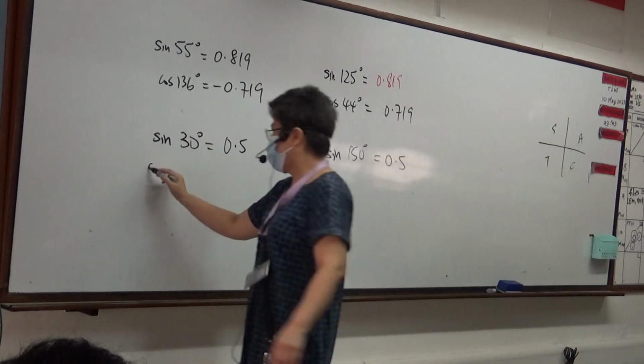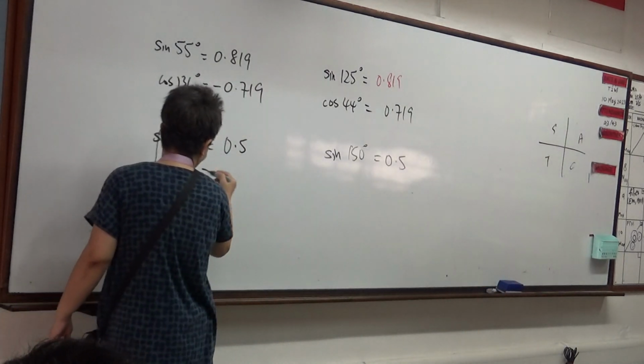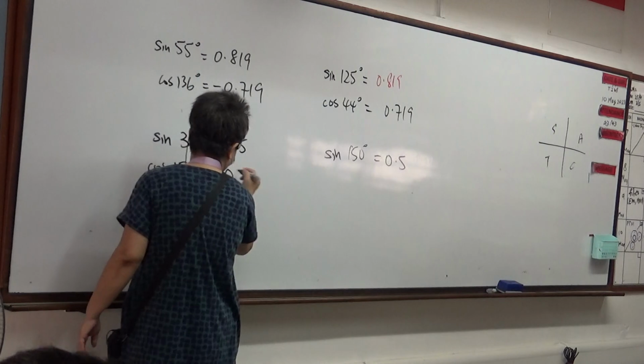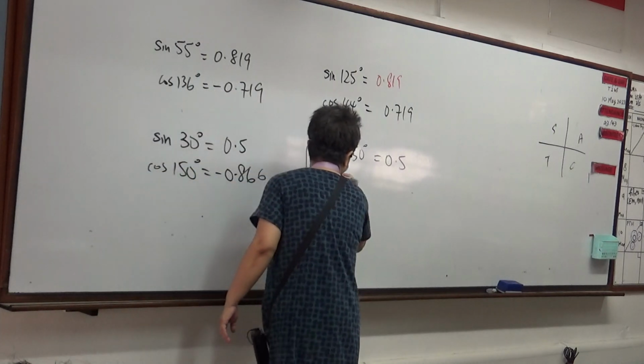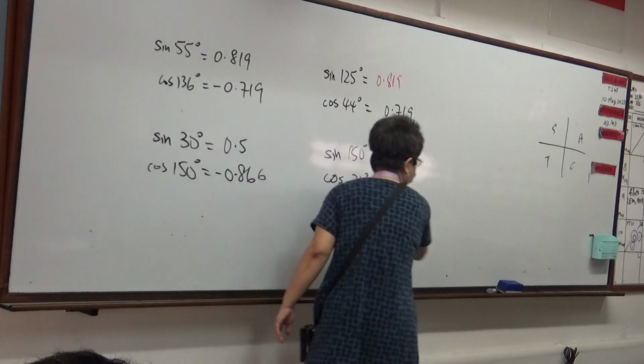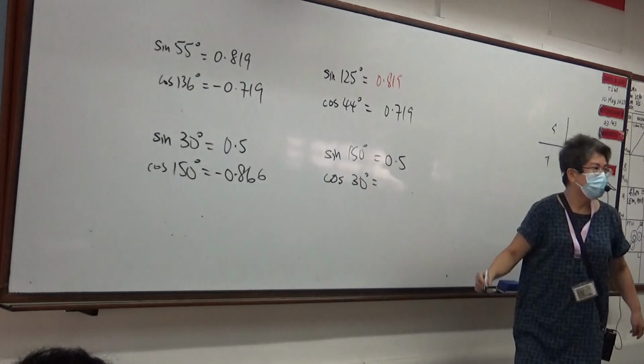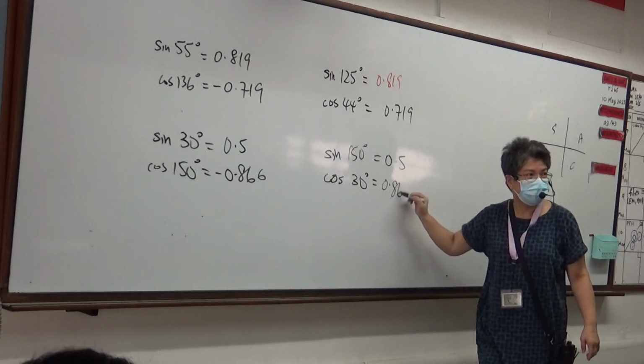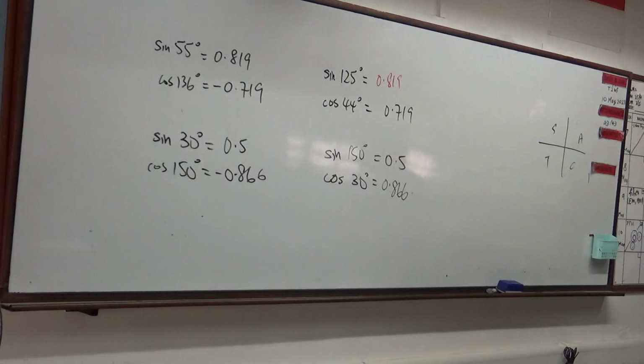Cosine 150 is negative 0.866. What is cosine 30? 0.866, right? Because it's the acute angle, it will be positive. Can you see what I'm talking about? Okay, I'll give you another one.